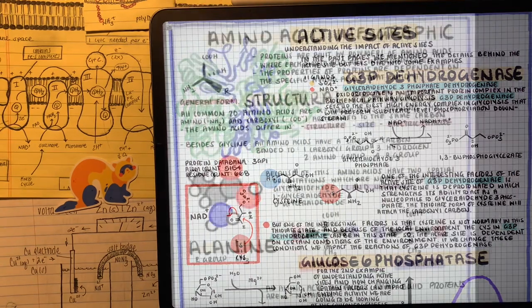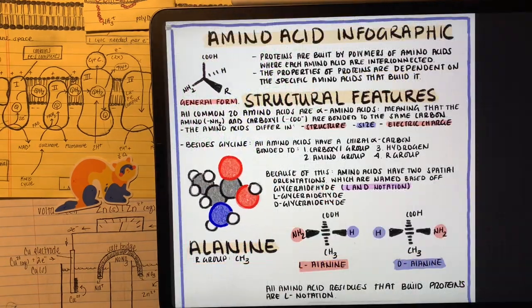Now, all amino acids differ in structure, size, and electric charge, but let's talk about some of the general ideas of amino acids. First of all, they have the same structural features. They all have a carboxyl group, an amino group, an R group, and a hydrogen bonded to the same carbon. The interesting thing about each of the amino acids we're going to study is that the R group can differ, giving the amino acid different properties.